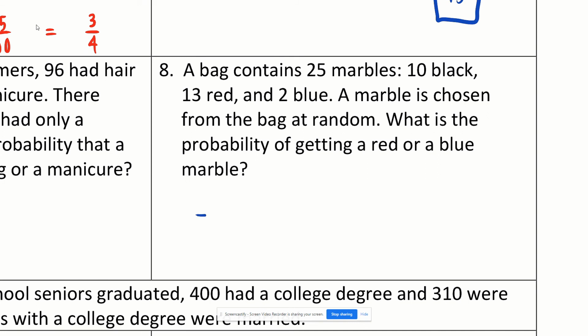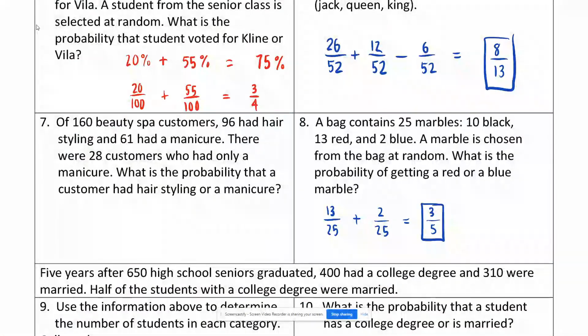So my probabilities are simply, how many red ones are there? There's 13. Out of how many total marbles? 25. Plus, how many blue ones are there? There are 2 out of 25. There's no overlap. So if we add these, that becomes 15 over 25, which actually reduces down to 3 over 5 if you use your calculator. So that's the difference between mutually exclusive versus inclusive, okay?